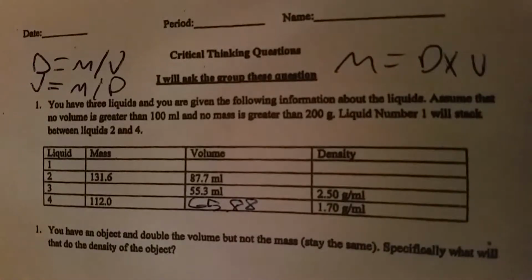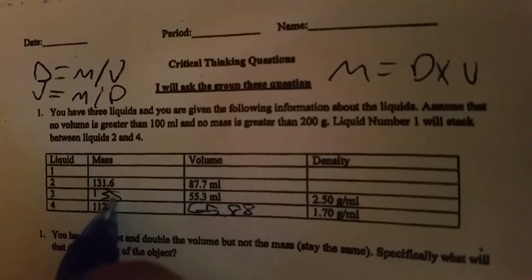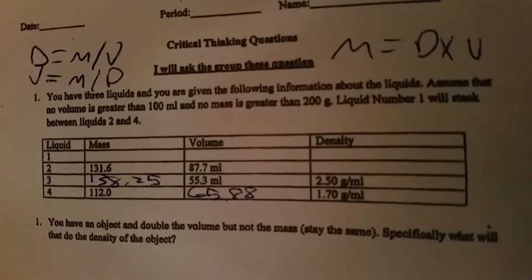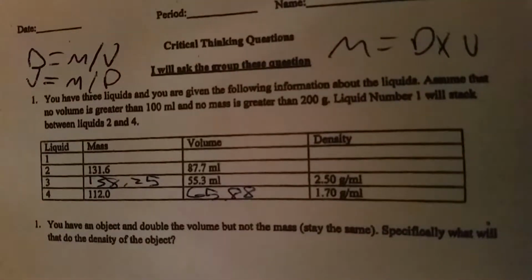Mass is density times volume, so it's going to be simple multiplication. Mass is going to be 55.3 times 2.50, which once you solve it, should get 138.25. And for the density, on number 2, density equals mass divided by volume. So mass divided by volume is going to be 131.6 divided by 87.7, which is going to get you 1.50 grams or milliliters.